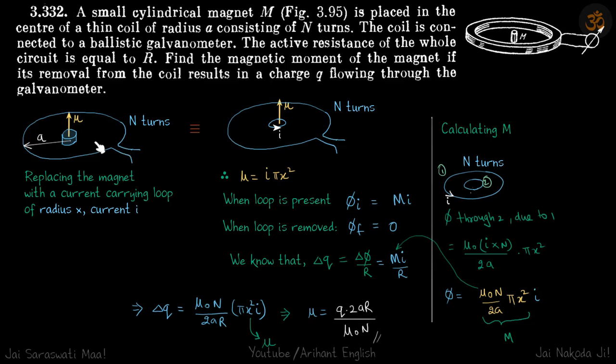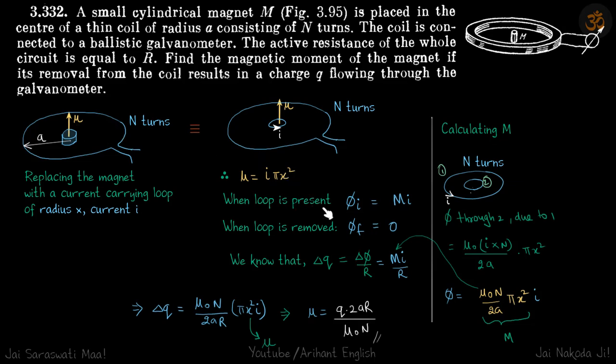So to solve this, we need to find what is the magnetic moment. So first thing we'll do is we'll replace the magnet with a current carrying loop of radius x and current I, which has the same amount of magnetic moment. So magnetic moment for a loop will be I into pi x square, I into area. So that moment we are saying is same as that of the magnet.